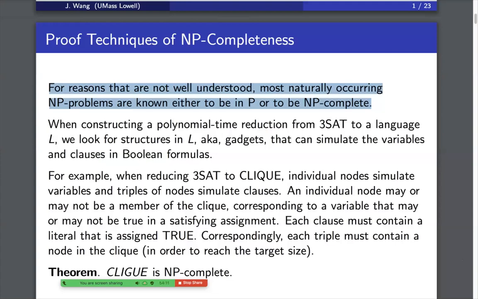We'll start from 3SAT, following Karp's footsteps. We're going to start from 3SAT because 3SAT has a very good structure and every clause has exactly three literals. So when we construct a polynomial time reduction from 3SAT to a new language, let's call it L, or decision problem L, we look for structures in L. And this structure, we're going to call gadgets. Sometimes we call them handles. So we look for structures in L, also known as gadgets, that can simulate the variables and clauses in Boolean formulas.